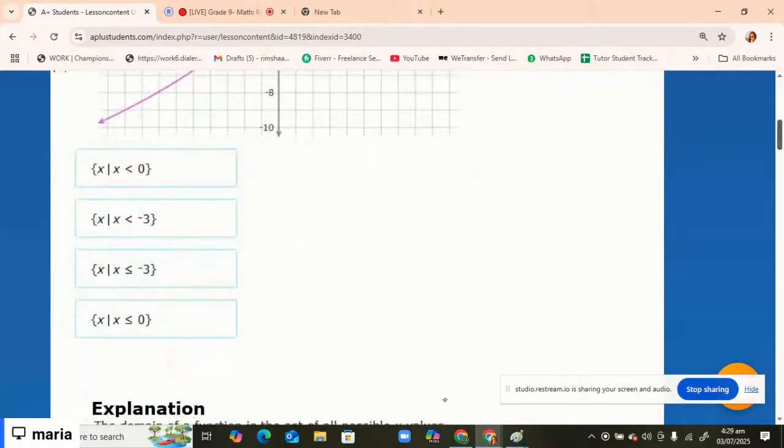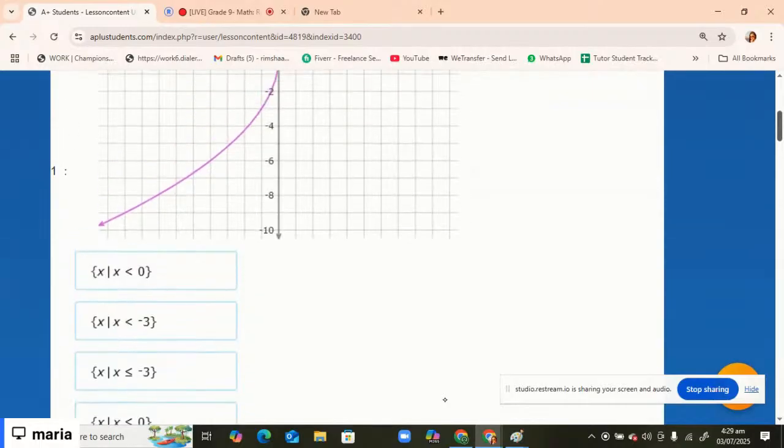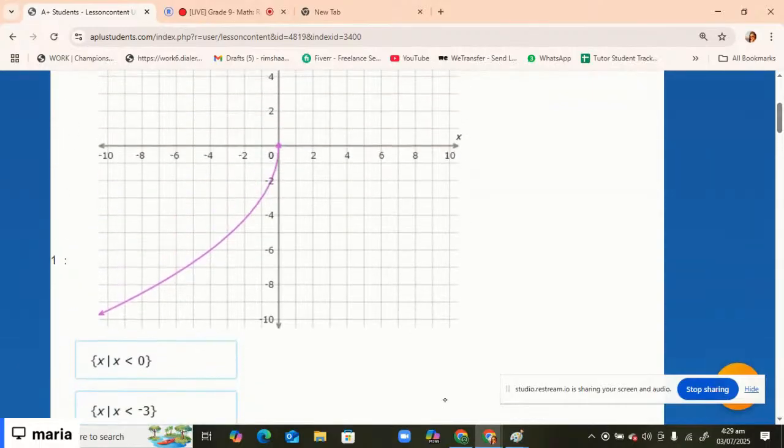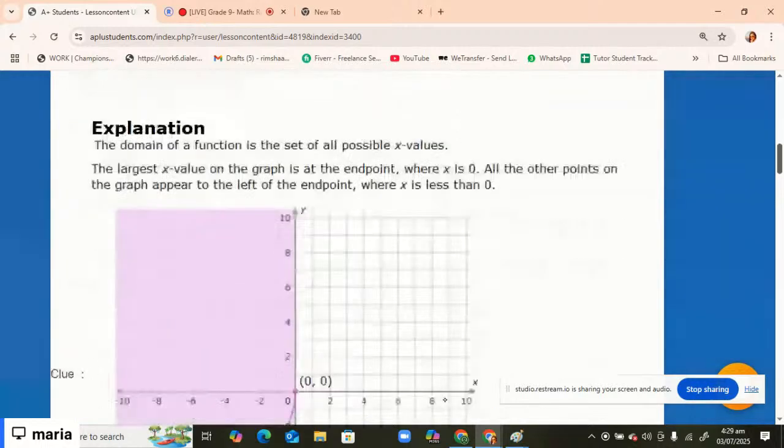In the last option, they are saying that x is less than or equal to 0. Yes, it starts from 0. It means that it is 0 or less than 0. So that is the D option. Okay.